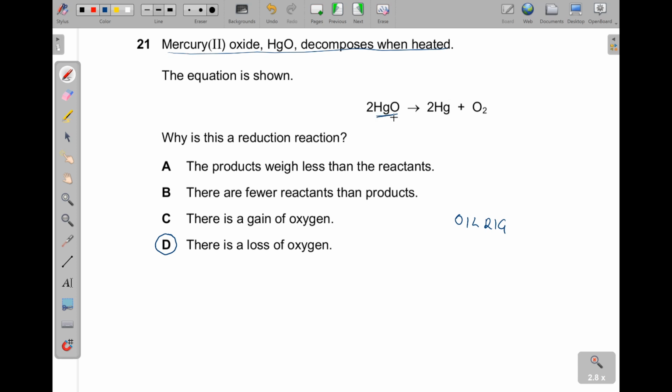Alternatively, since this is mercury(II) oxide, that means the oxidation state here is 2 for mercury. So we have mercury here 2+, and then here mercury, the oxidation state is 0. Okay, here it is +2 and then 0. So now you can see that there is a decrease in oxidation state. So decrease in oxidation state implies reduction. But since what we are having in here is in terms of oxygen, there is loss of oxygen for mercury. That is why it is reduction.